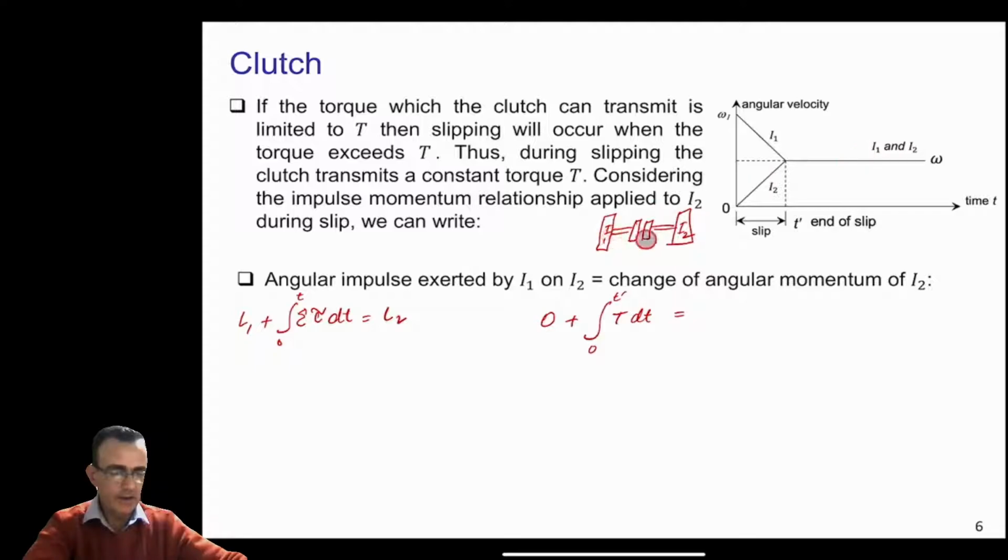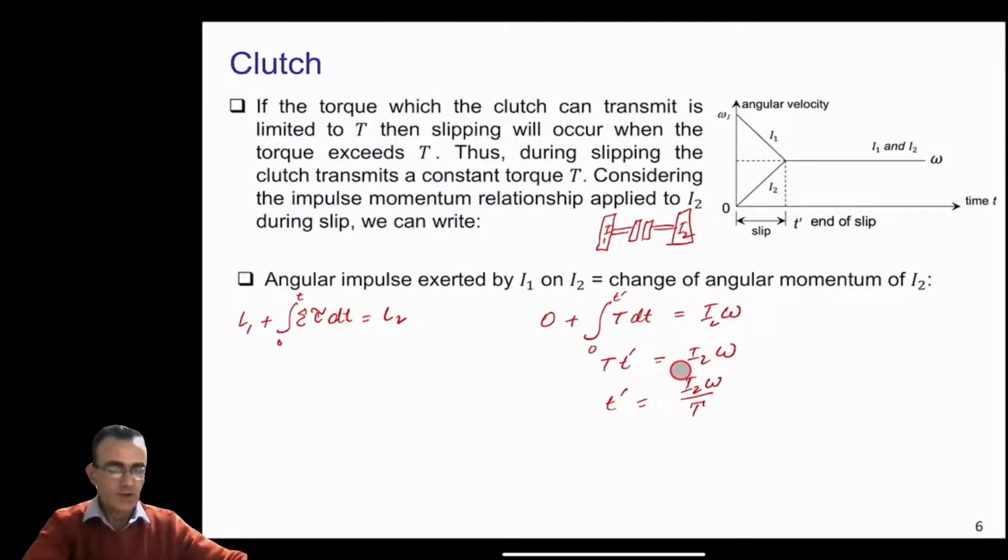the final angular momentum of I2, which will become I2 and the final velocity is omega. Now from this equation, because the torque is constant, it will become just T dash, and this will become I2 omega. So from here we can calculate T dash, which will become I2 omega divided by T, which is the torque.